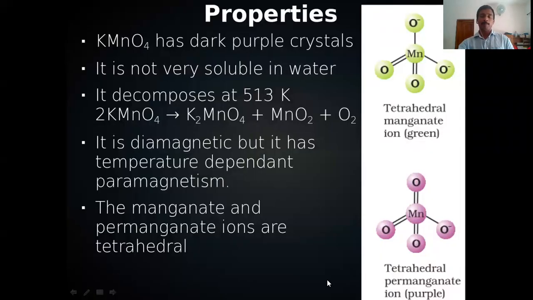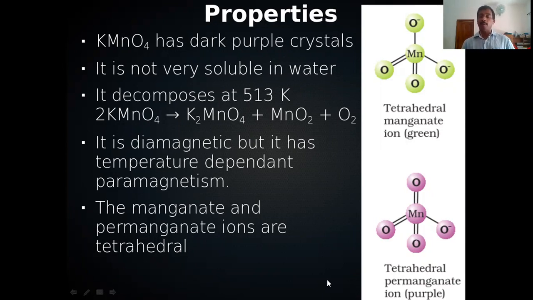We discussed the method of preparation of potassium permanganate from pyrolusite ore. Today we can see the properties. Potassium permanganate has dark purple crystals, very dark in color. It is not very soluble in water. That is why we are preparing very dilute solutions for estimation.